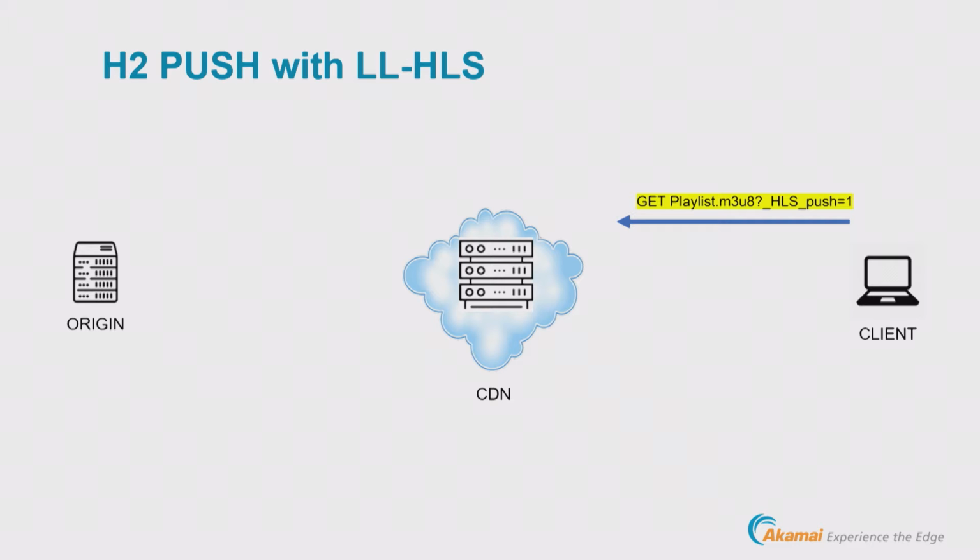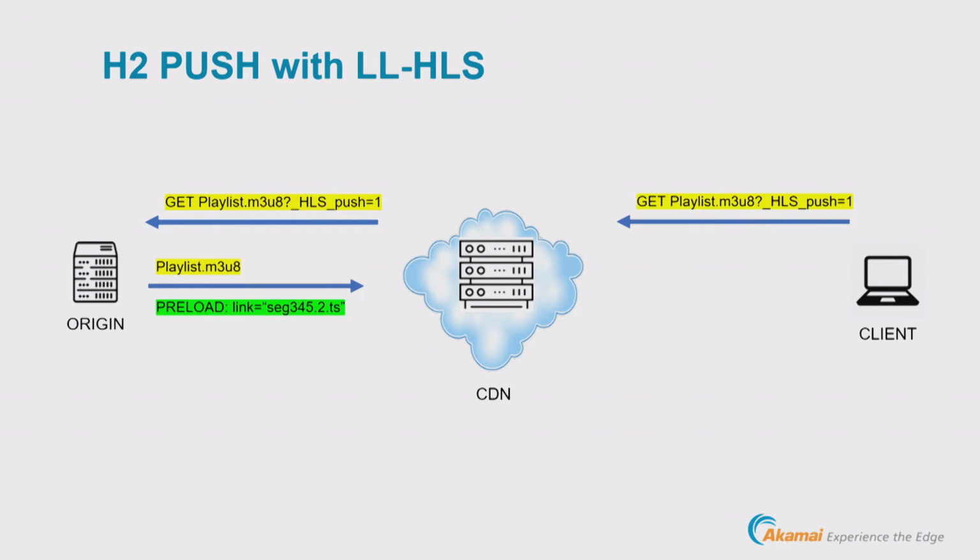Also, there's been some confusion with how H2 push works with LHLS. It's actually relatively simple. I'll quickly go through. The client makes a request for a playlist, and it says, hey, Mr. Origin, I'll allow you to push me something. So the Origin responds, and it adds a preload link header, a response header, giving the path to the last part that's described in that segment. But notice that's not an H2 response there. It's the CDN response going back to the client.